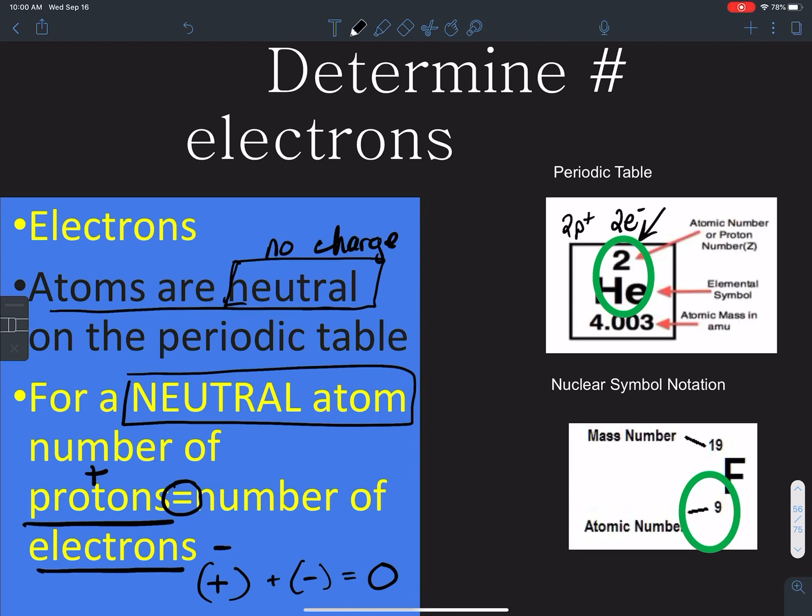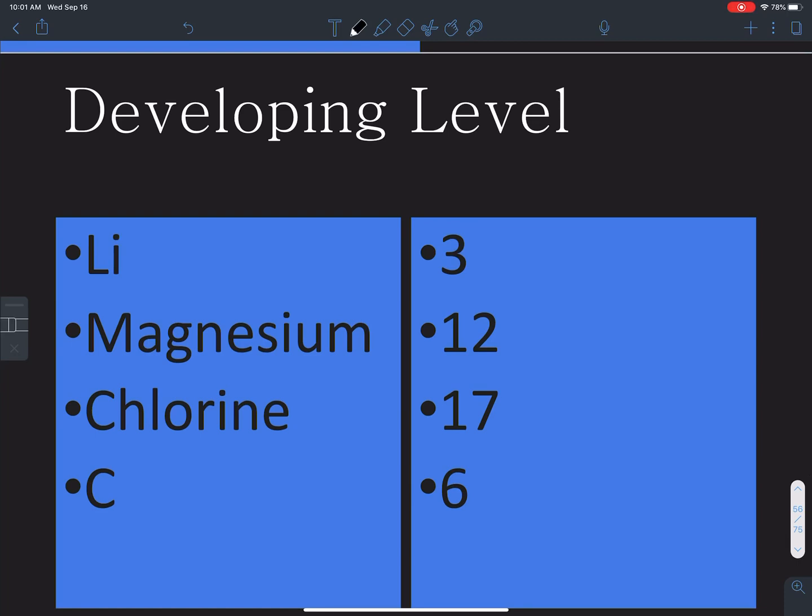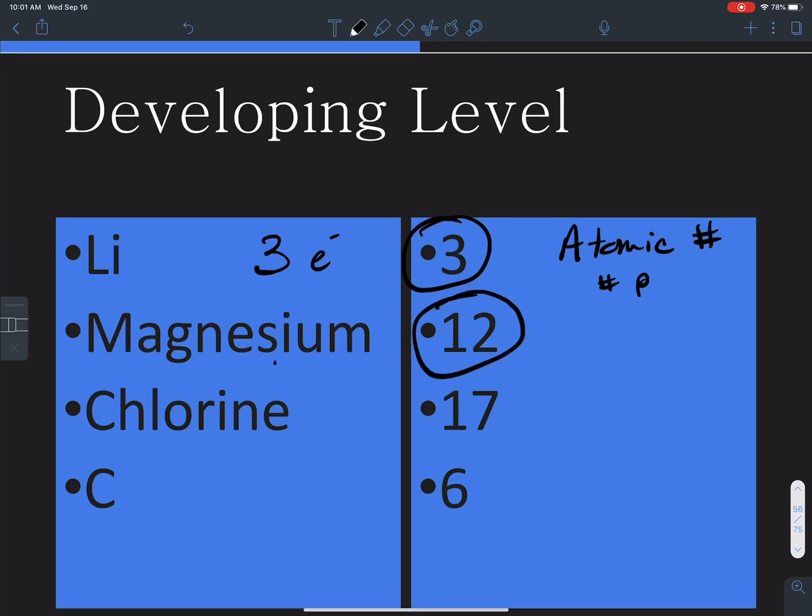And if looking at nuclear symbol notation, we can see we have 9 protons. And since this is a neutral substance, the fluorine, then there should be 9 electrons in addition. Okay, so this is really super simple. Again, this is our atomic number on this side, which is the number of protons. So if lithium has 3 protons, then it must have 3 electrons. Magnesium has 12 protons, it must have 12 electrons. And that is when we're talking about atoms on the periodic table, which are always neutral.